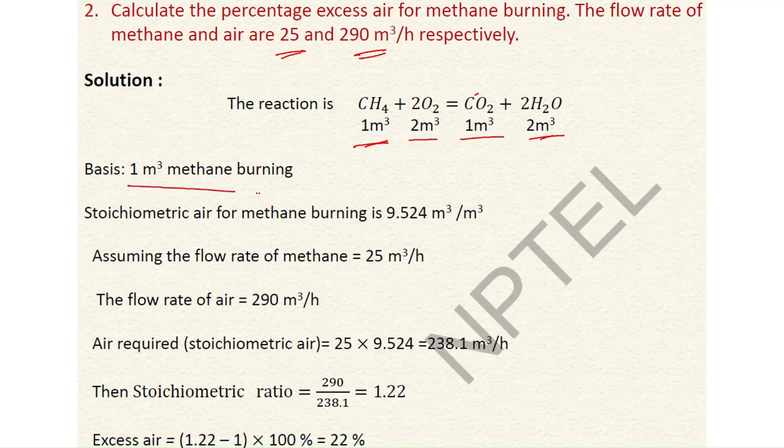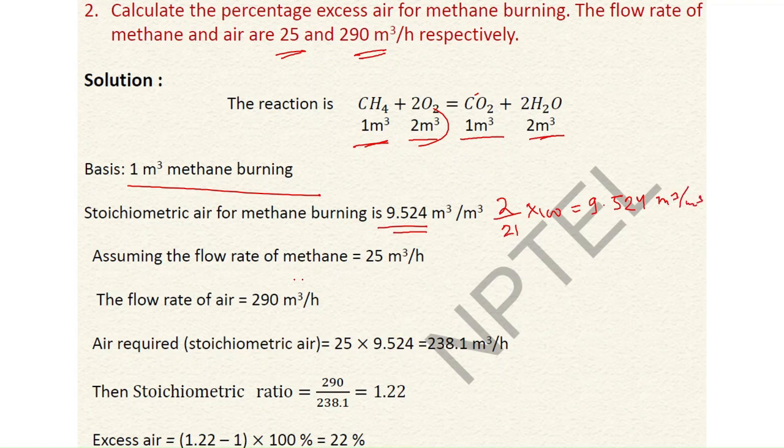Taking the basis as 1 meter cube of methane burning, the stoichiometric air for methane burning required is 9.524. How so? It is 2 by 21. 2 is the stoichiometric requirement, 2 moles are required, and 21 is the oxygen percentage in air. So it is 2 by 21 into 100, it is 9.524 meter cube per meter cube.